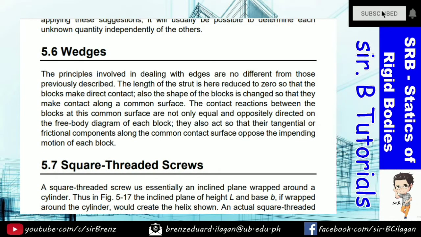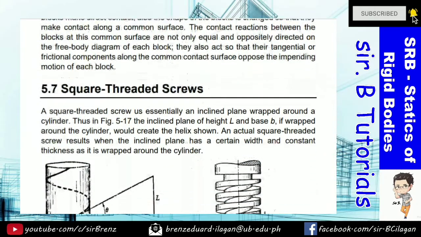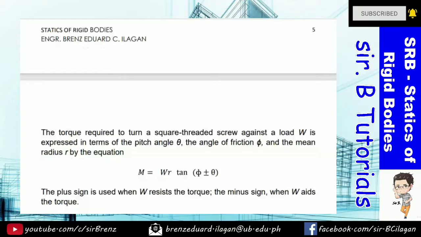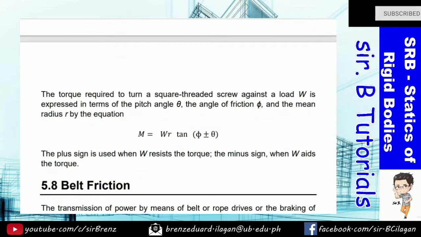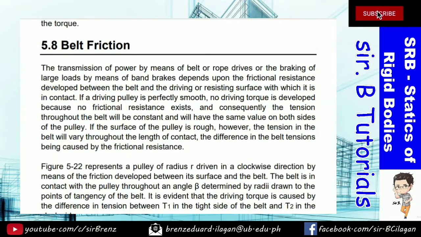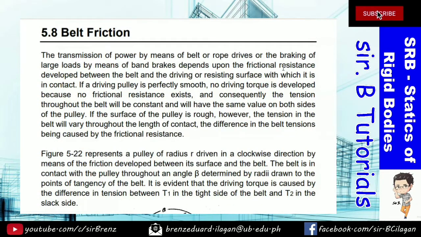So skip na lang natin yung square threaded screws. Basahin nyo na lang sa libro. Ito naman is formula based. Apply nyo lang yung formula. And next topic will be the belt friction.